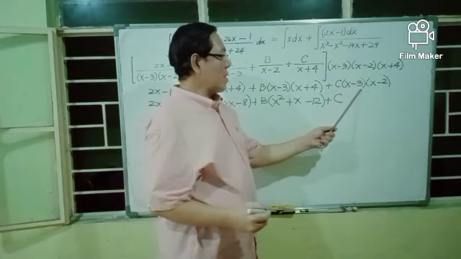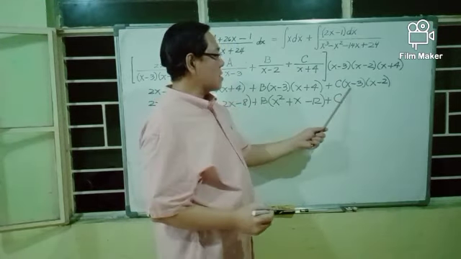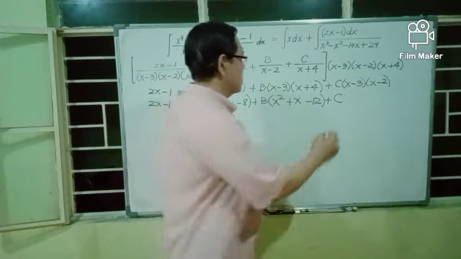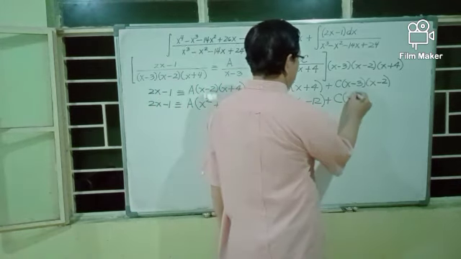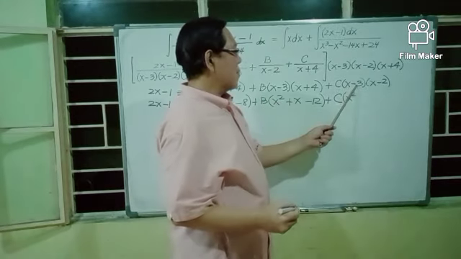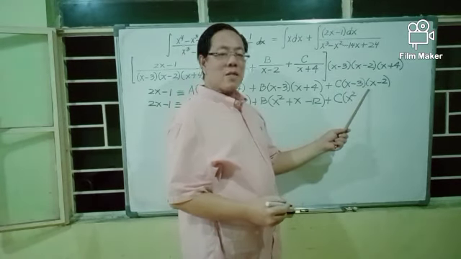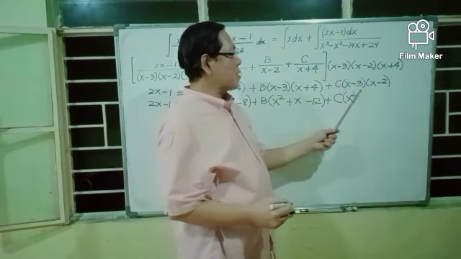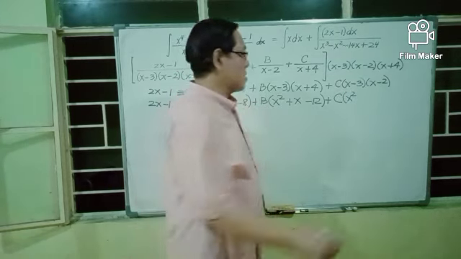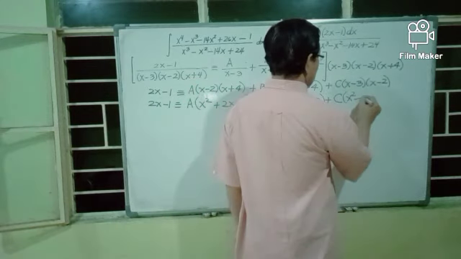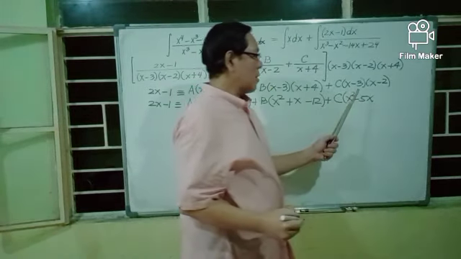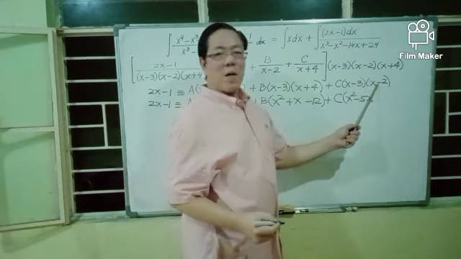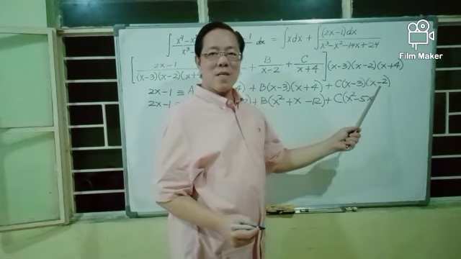Multiply again, x minus 3 times x minus 2, x times x is x squared. And minus 3 times x is minus 3x. Minus 2 times x is negative 2x. Minus 3x is negative 5x. And the constant term is negative 3 multiplied by negative 2 is positive 6.